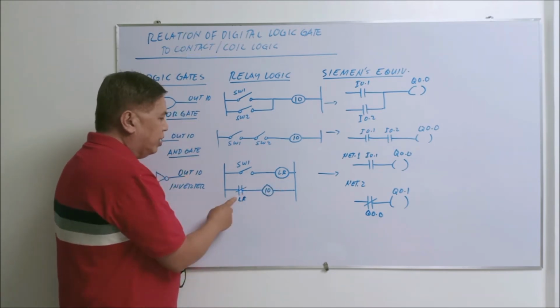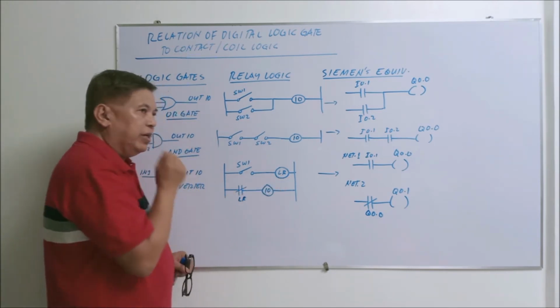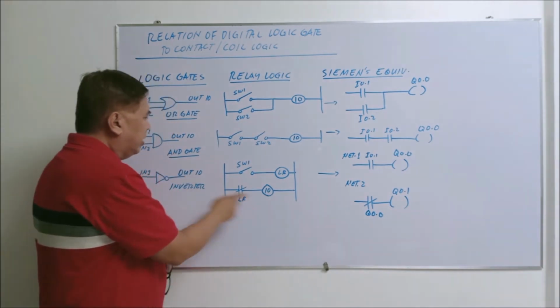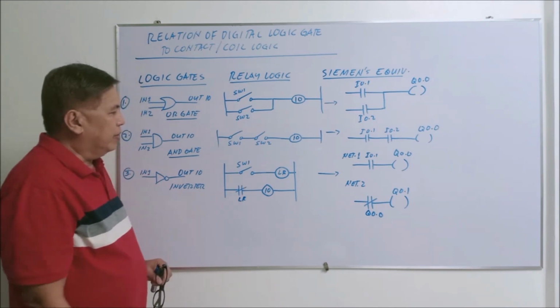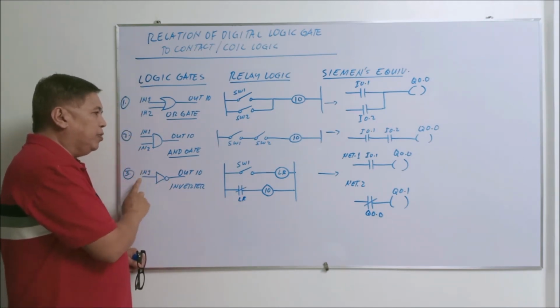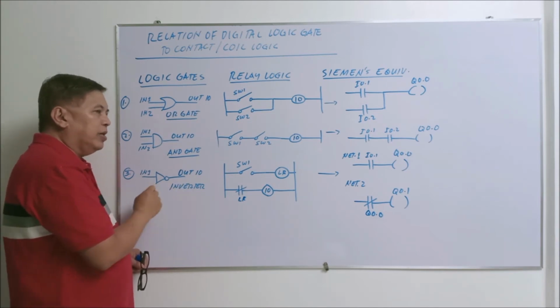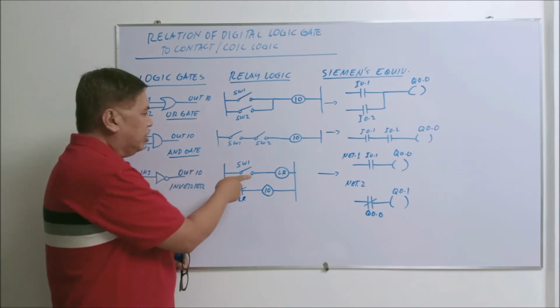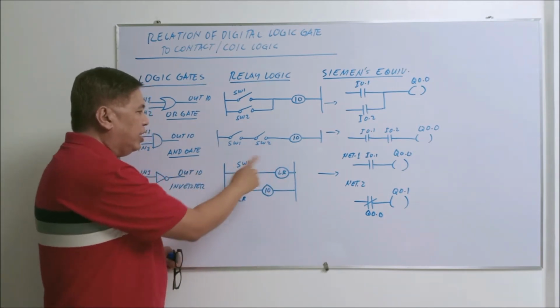The internal contact is LR, this one, which is normally closed. And then the output is represented by 10 here again. So we said that if your input here in your inverter is 1, then the output here is 0. That is our inverter. So, let's try to find if it works here.